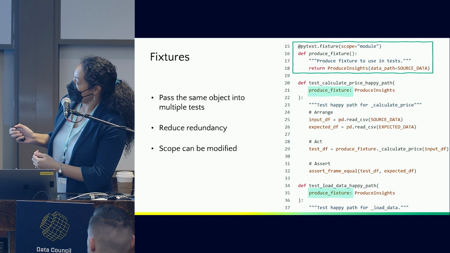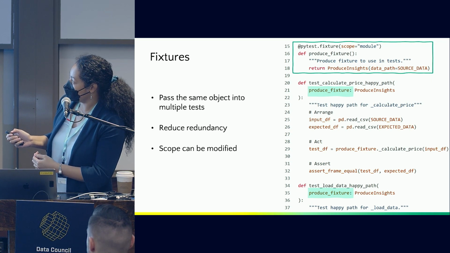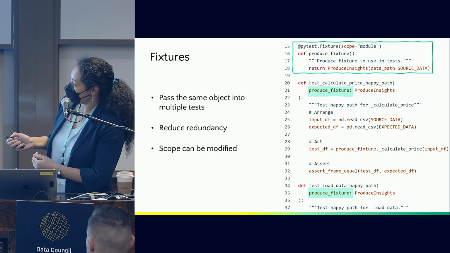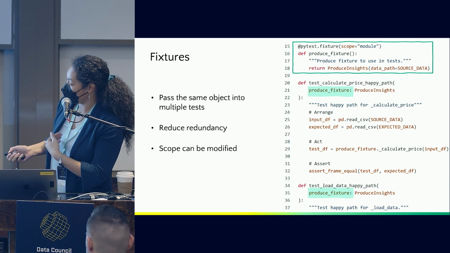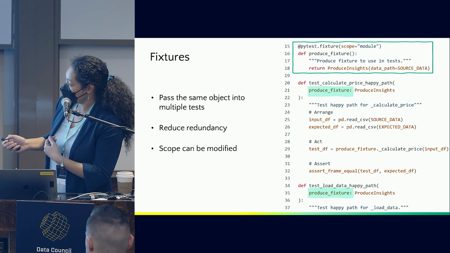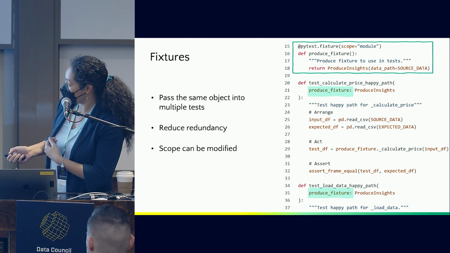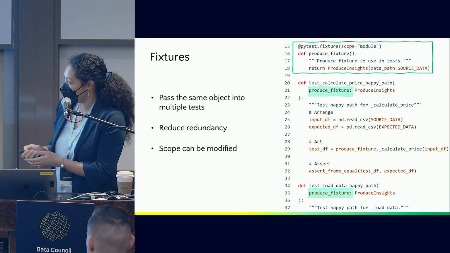So up here, we have a definition for a produce fixture. That's going to be an object of our Produce Insights class. And so this fixture itself is going to be passed in to the different tests that we have. In this case, we have two examples. We're testing calculate price and also load data, which both need an object of Produce Insights. So in this case, we can see that it's just passed in as an argument within each of these tests here, which is great because we don't even have to specify it within the arrange section because it's coming in already as an input argument.